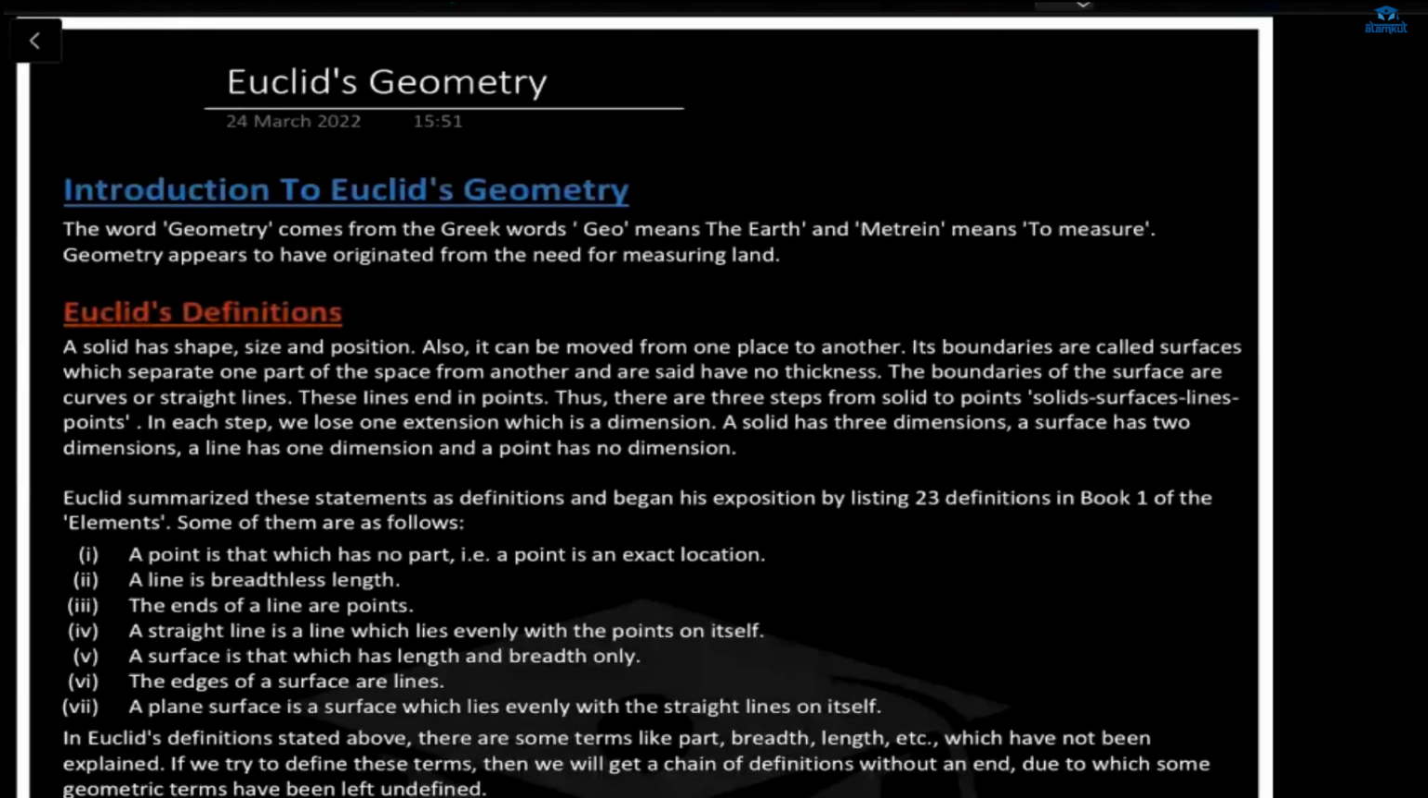So in total Euclid gave 23 definitions. From that, here you will find 7 definitions, and from all his postulates and axioms, I'll be telling you about five postulates. We'll cover 5 postulates and 7 axioms.